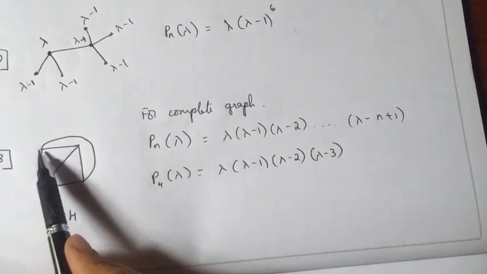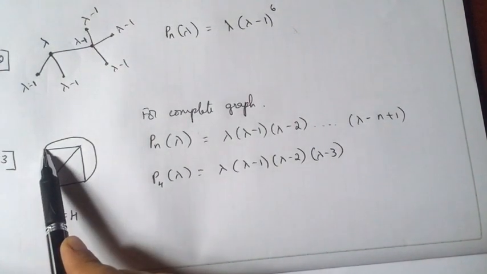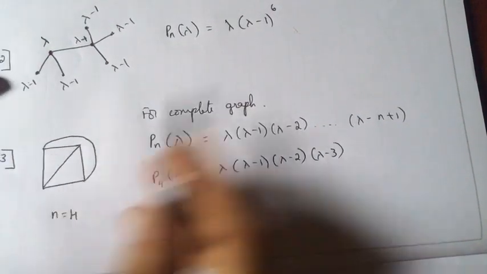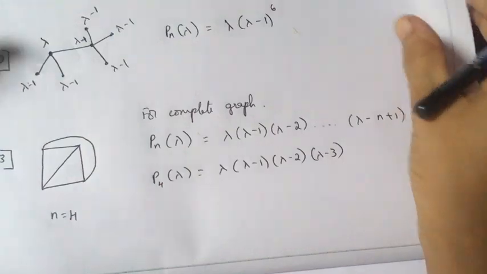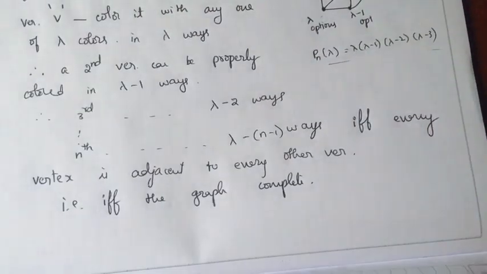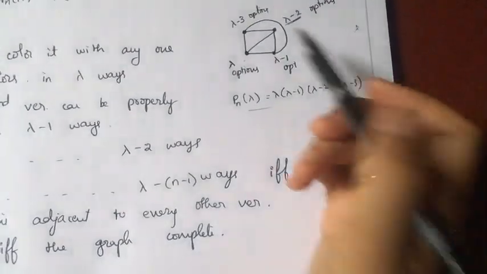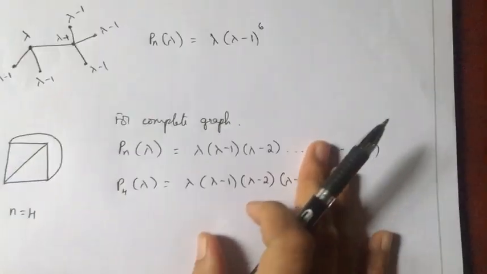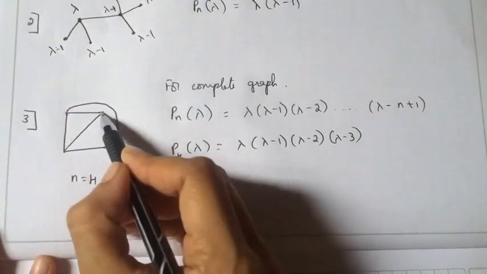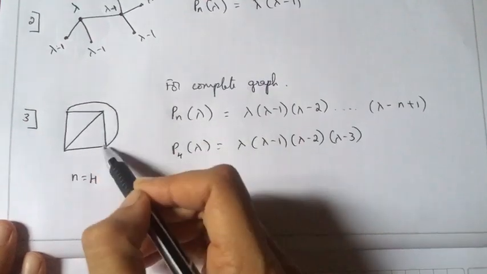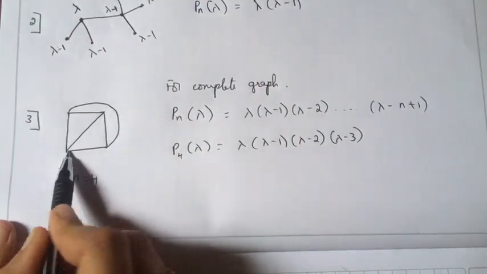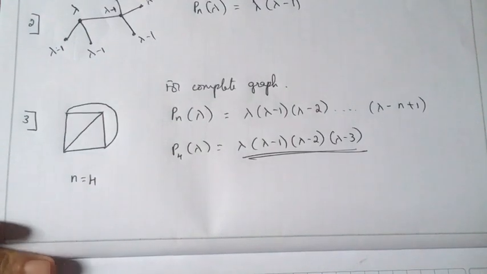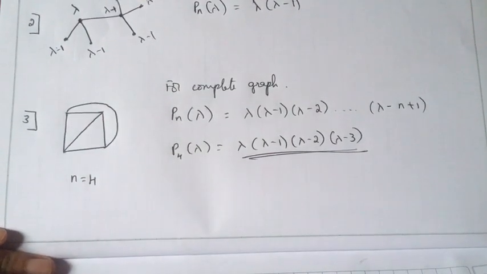See, this has got lambda options, and I have explained this example, I guess. The same example I have given can be colored in lambda ways, lambda minus 1 options, lambda minus 2 options, lambda minus 3 options. So Pn of lambda is lambda into lambda minus 1 into lambda minus 2 into lambda minus 3.